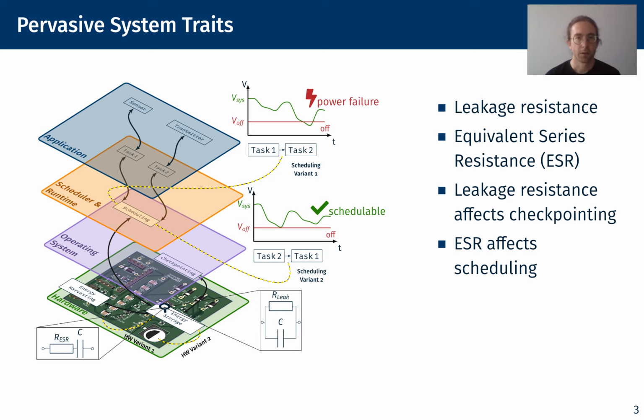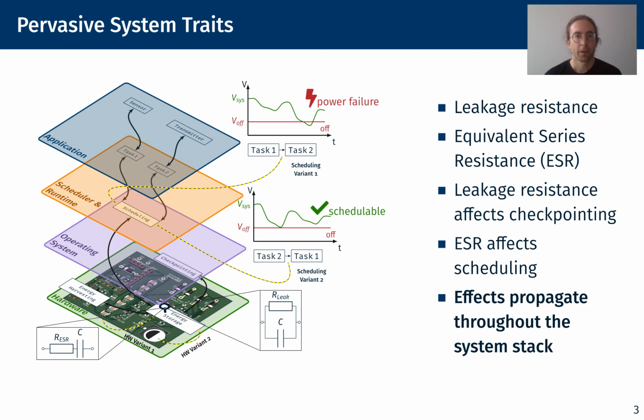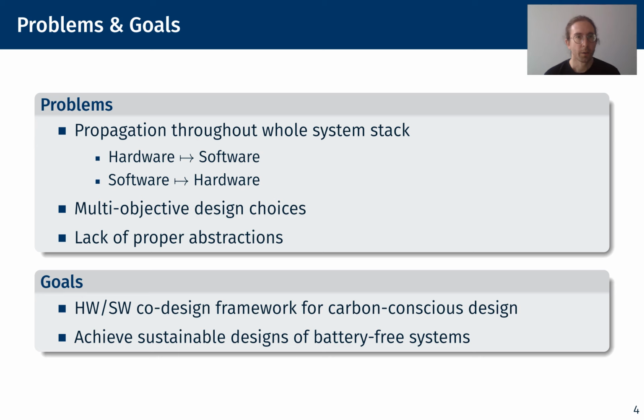So we see ESR affects scheduling, or in more general terms, we have effects that propagate throughout all layers of the system stack. To make the problems more explicit, we have properties that propagate through all layers of the system stack in different directions. We have design decisions on the hardware level that affect the other software layers, and we have software design decisions that affect the hardware layer or come with specific requirements for the hardware.